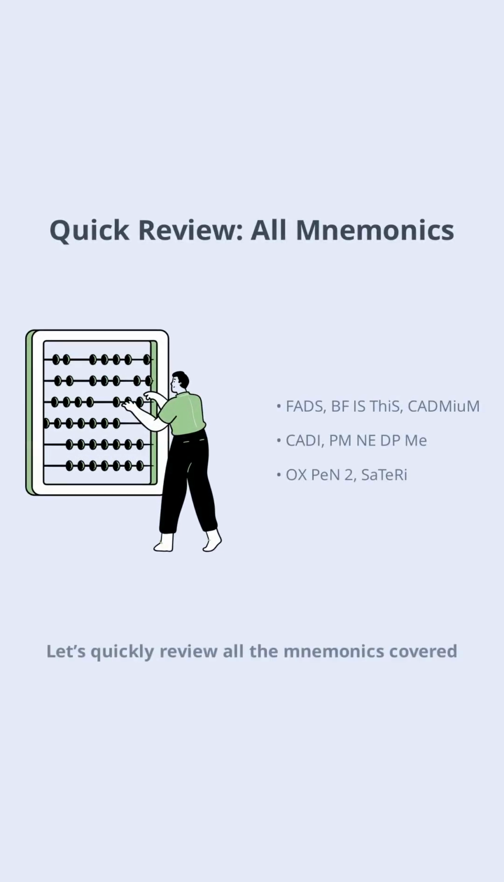Let's quickly review all the mnemonics covered. FADS for anorexiants, BF is thias for bronchodilators, CADMU-M for CNS stimulants, CADI for cardiac stimulants, PMNEDPME for pressor agents, OXPN2 for nasal decongestants, and SATI-RI for uterine relaxants. Repeating these mnemonics regularly will help cement them in your memory, making pharmacology much more manageable.